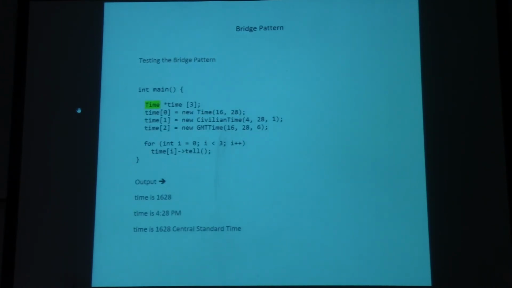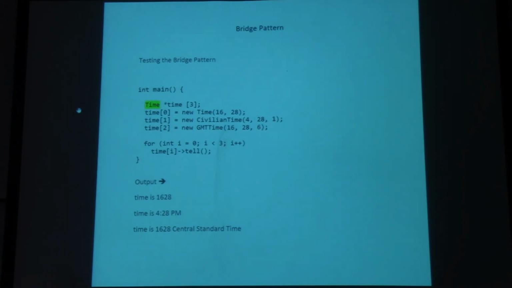Okay, so finally you can see what the output is going to be. The first thing I'm going to do is create an array of time pointers. Well, I actually am going to create one of them. I'm going to say time 0 is equal to new time 1628. Then time 1 is equal to new civilian time 4 28 1. So the 1 could be AM or PM or something like that. And then time 2 is going to be new GMT time, 1628. Notice these are all going to be the same thing, and this is going to be a different zone for the GMT.